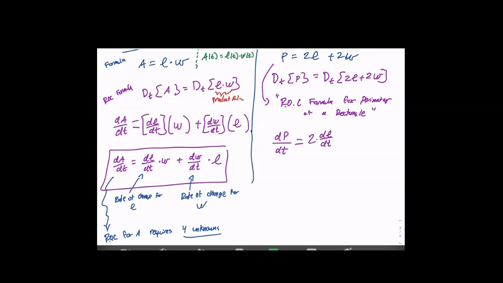So please pay attention to what Ariana did on this one. It's 2. There's no product rule. There's no product rule here because you could do product rule, but the derivative of 2 is a constant. It's 0. So the derivative of 2 times L is 2 times the derivative of L, which is dL/dt, plus 2 dW/dt. Perfect.